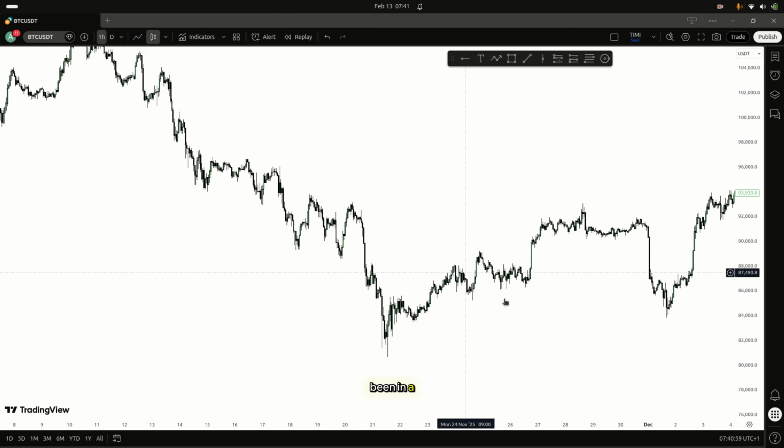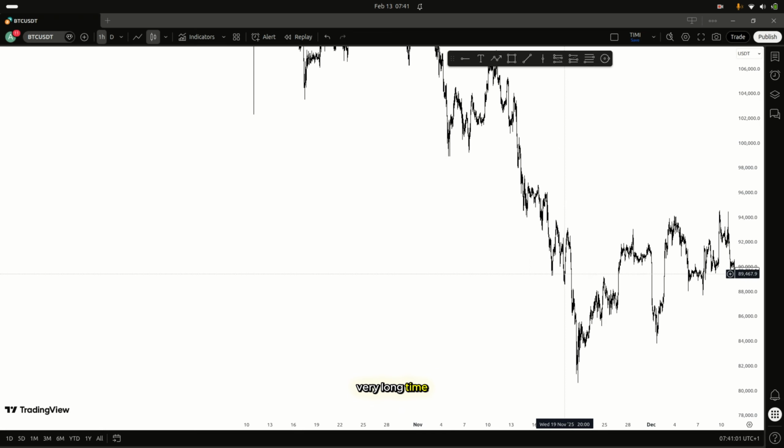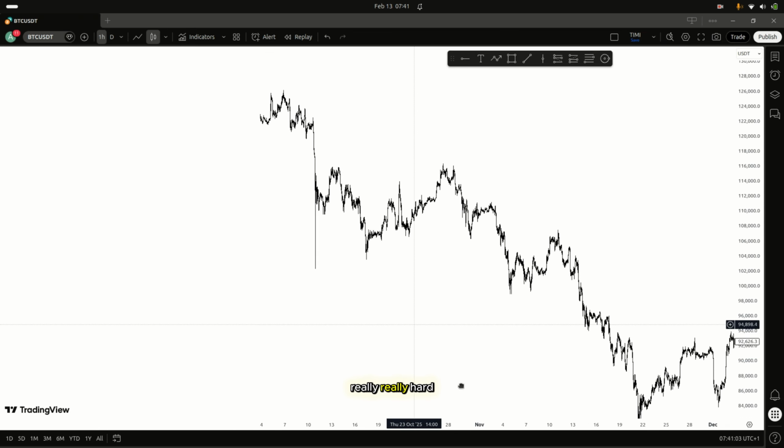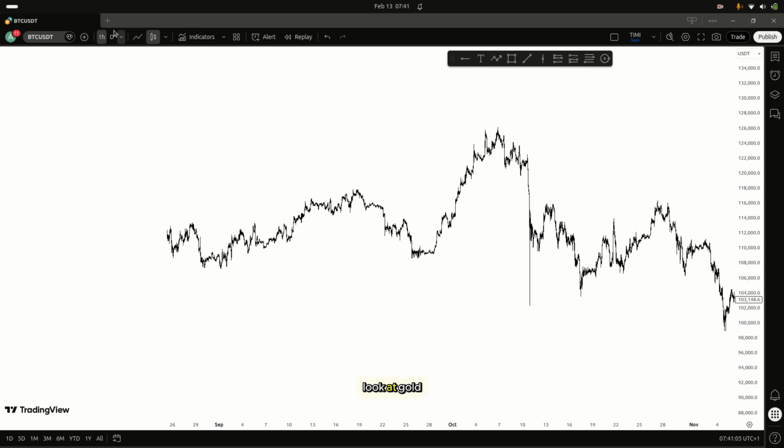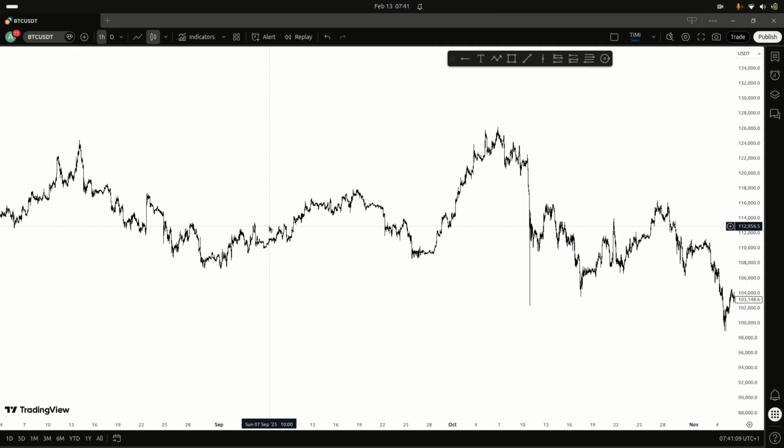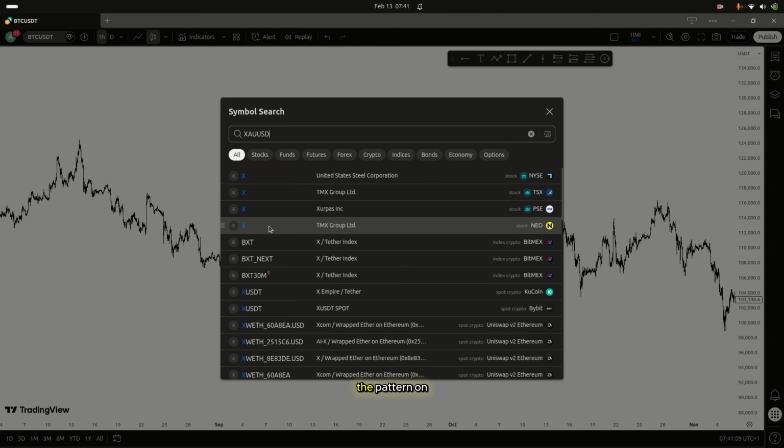BTC has just been in a downtrend for a very long time now, so it's really hard to. Okay, let's quickly look at gold. Yeah, let's look at gold. Let's see if we can spot the pattern on gold.